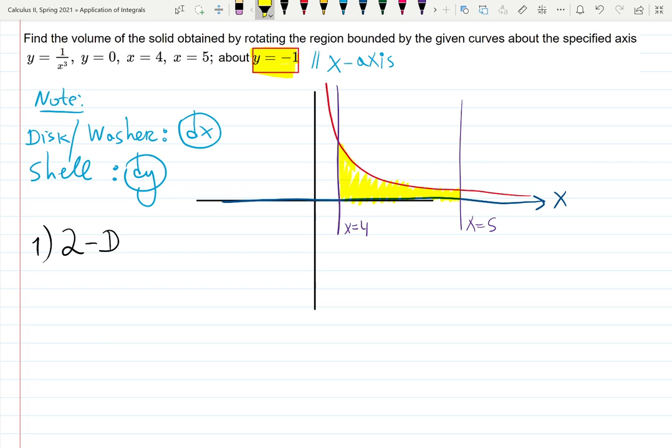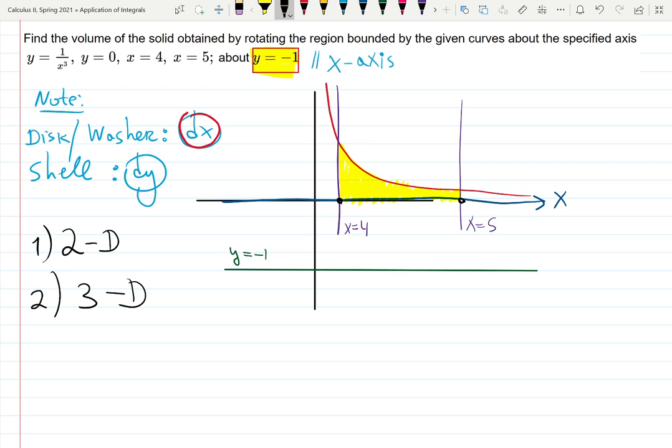And the rotation happens about y equals minus 1. So let's draw it. y equals minus 1 looks like this. Let's decide on the case before drawing the 3D picture. Since we are talking about x from 4 to 5, and since y equals f of x, we don't want to solve for x, and you would have to solve for x if you're using the dy case. That is why it makes sense to use the dx case, since everything is set up for dx. Since we're going to use the disk or washer method, we need to decide in a second.